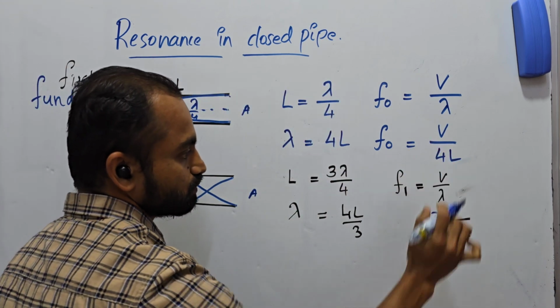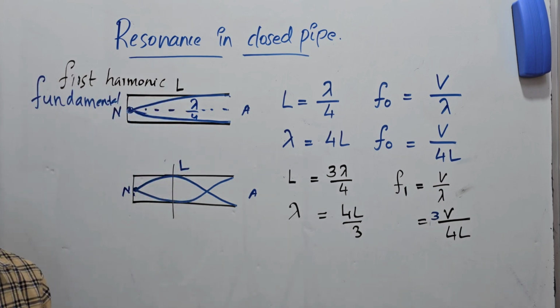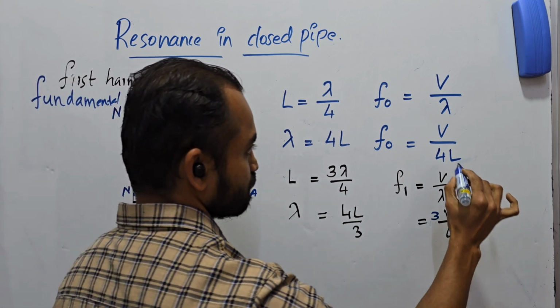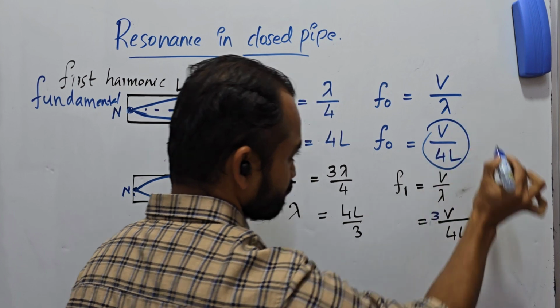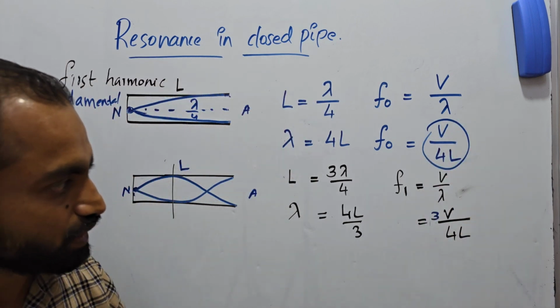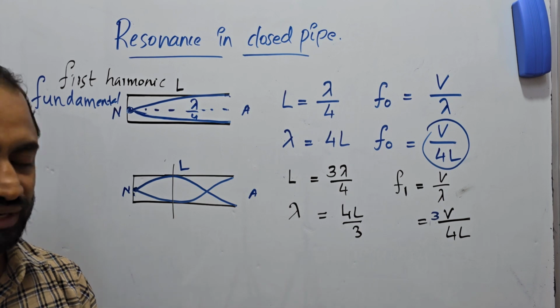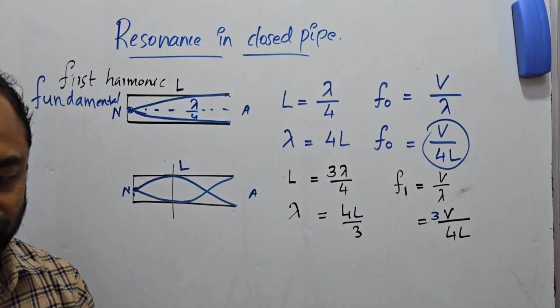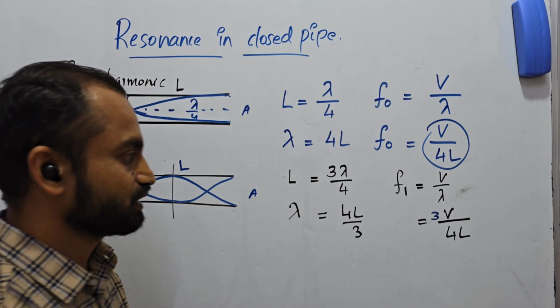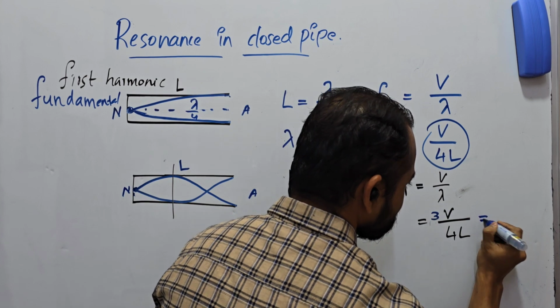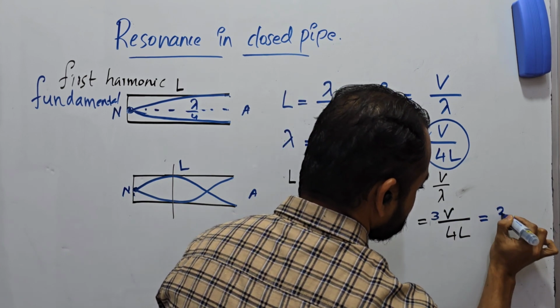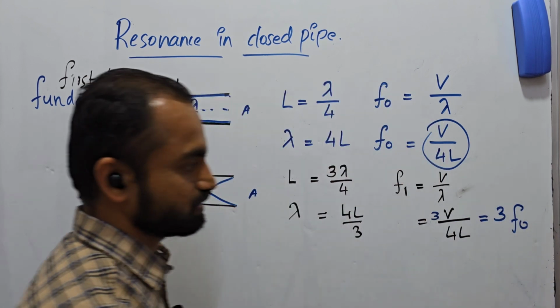Yeah, this is just rearranging to get a structure. Okay, I will tell what is that structure. What is V by 4L? V by 4L is equal to fundamental frequency, right? Okay, so what is this? 3V by 4L, 3 times fundamental frequency, right?